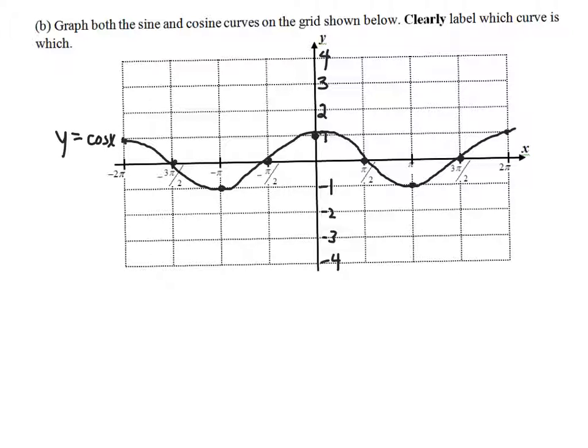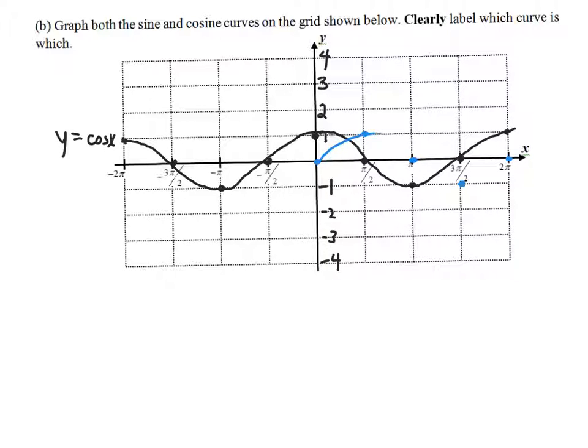Now let's go ahead and plot the outputs for the sine curve. So I'm going to switch over to blue pen and match my table of values. At 0, sine has an output of 0. At pi over 2, the output is 1. At pi, it's back to 0. At 3 pi over 2, it's negative 1. And at 2 pi, it's 0.